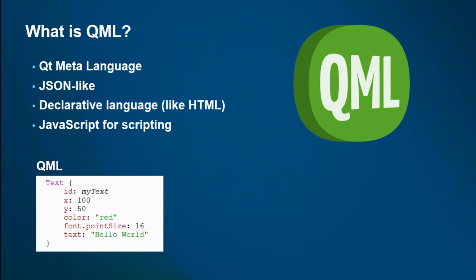So I have a sample here at the bottom left. This is a text element defined completely with QML. So you can see the JSON-like structure to define, in this case, the ID, the absolute position of this text element on the device, the color, the size of the font, and also the actual text value.